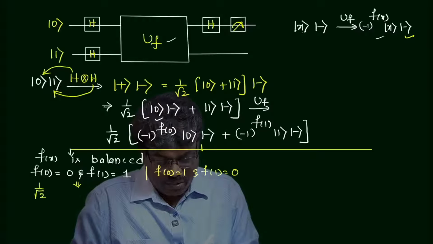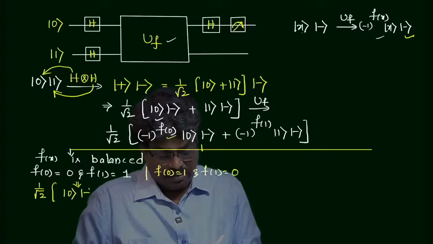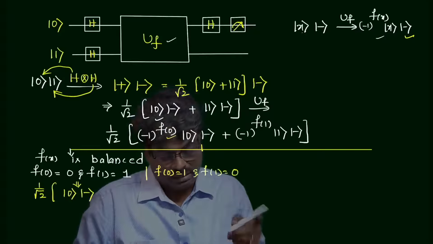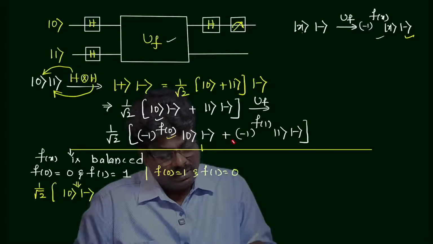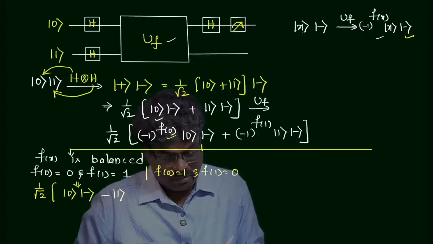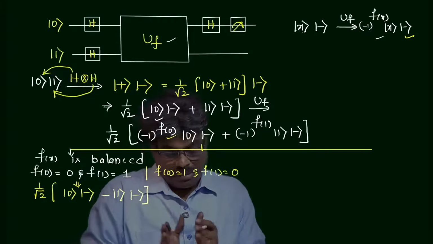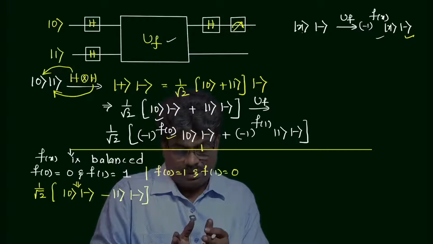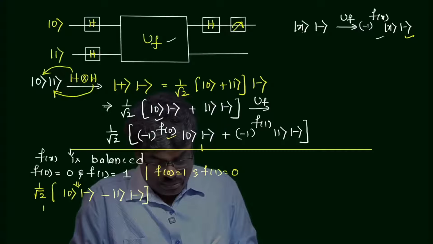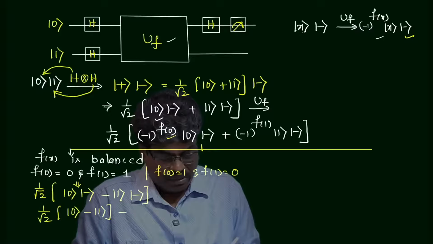Then it is 1 over root 2, f(0) is 0, then you will get 0, minus 1, f(1) is 1, that's why (-1)^f(1). I hope you got it. Now I am separating the diagonal basis state, that is minus, separately. So 1 over root 2, (0 minus 1), and after that minus.